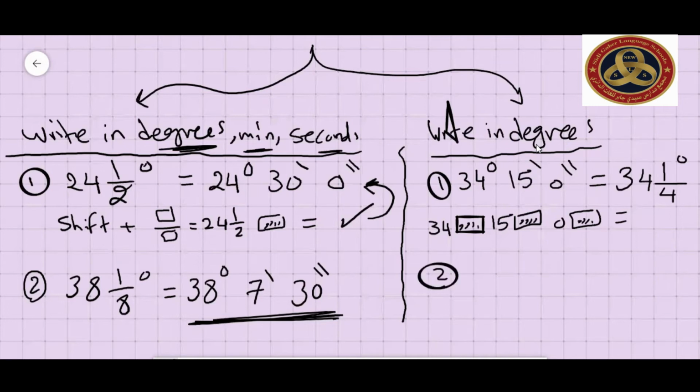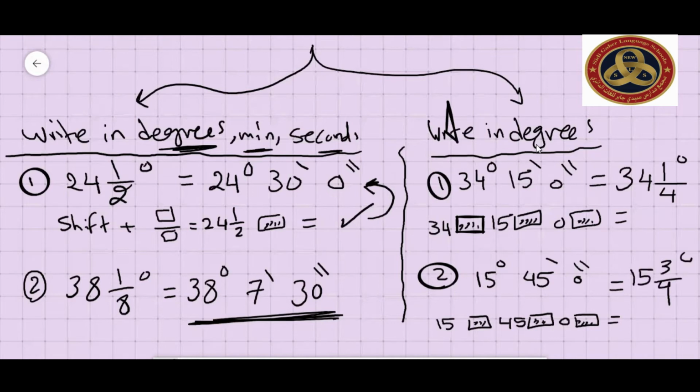You understand? Another one. If I give you 15 degrees and 45 minutes and 0 seconds, by the same way, I will write 15, then press comma to write the degree, then 45 and press comma to write the minute, then 0 and press comma to write the second. Then press equal, we get the same measure. Then press shift S to D to get it as a mixed number. It will be 15 and 3/4 degrees. You understand?